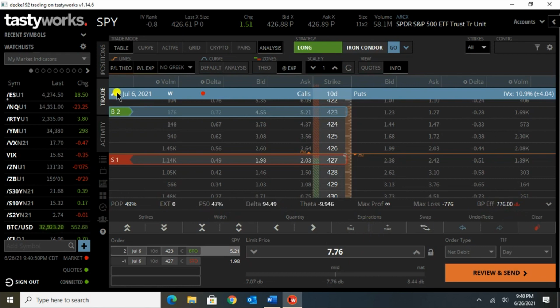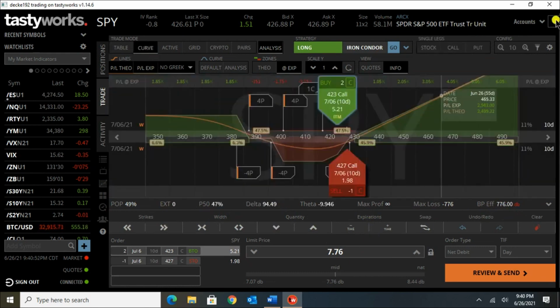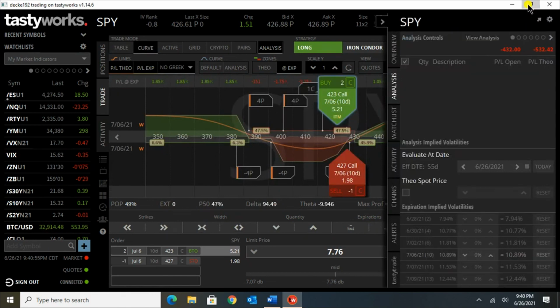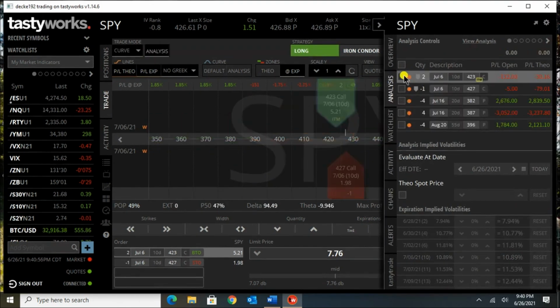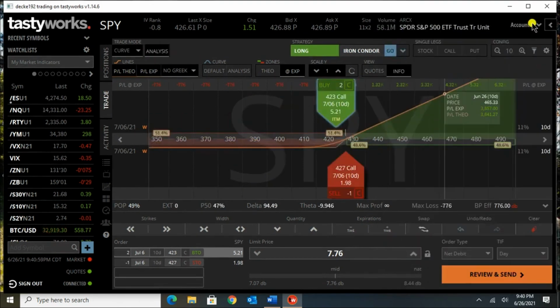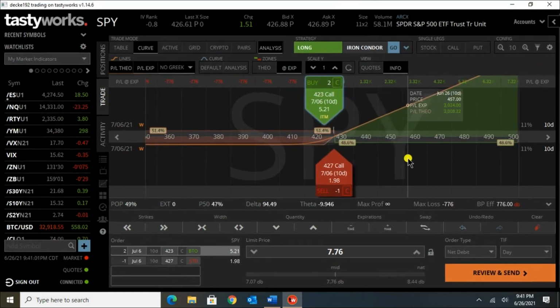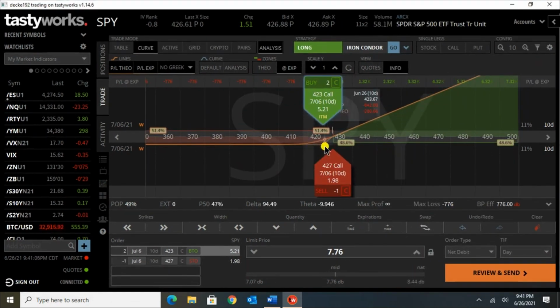That's my max loss. We can go into the curve mode here, and if I turn off all my other trades, here is that zebra setup that I had before. So we want to get a kicker here.